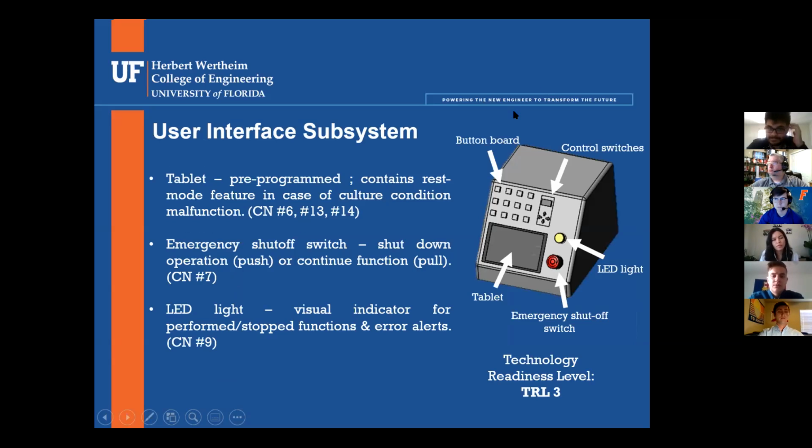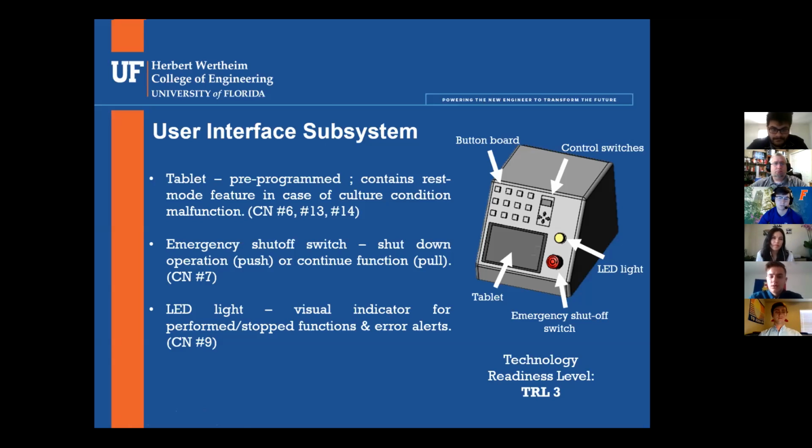Starting off with our prototype design for the user interface system. As you can see from the isometric exploded view in the figure on the right, the UI system is part of the housing, which consists of a tablet, button and control switches, LED light, and an emergency shutoff switch. The tablet will be pre-programmed to the motherboard, which would control and connect users' actions from the display screen. The tablet would contain an automated rest mode feature in case of an emergency, such as a culture condition malfunction. This will indeed satisfy customer needs 6, 13, and 14.